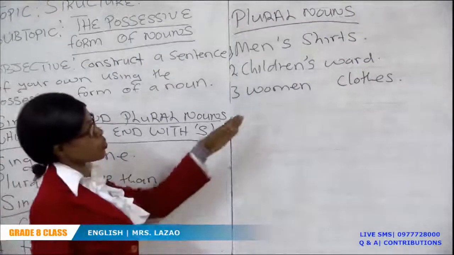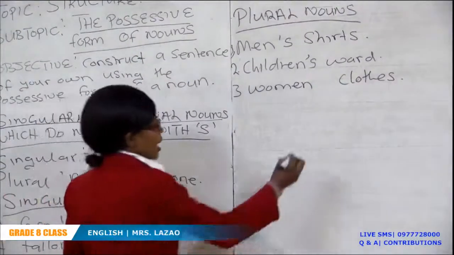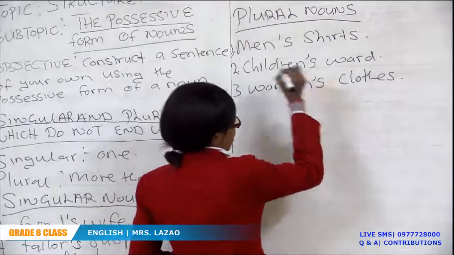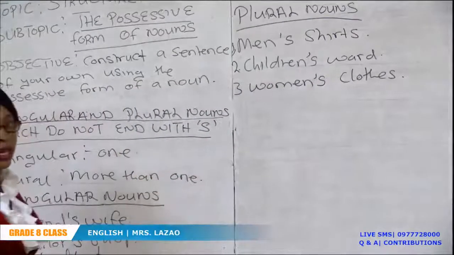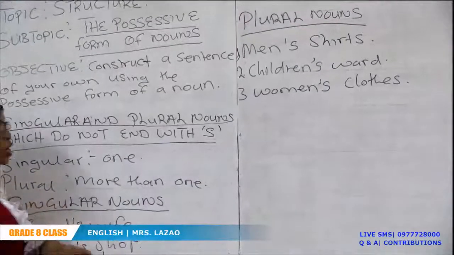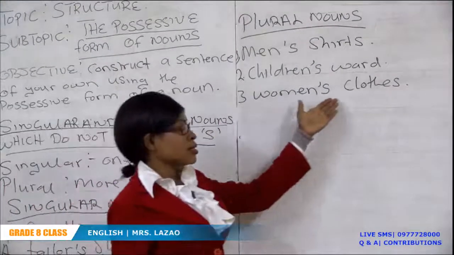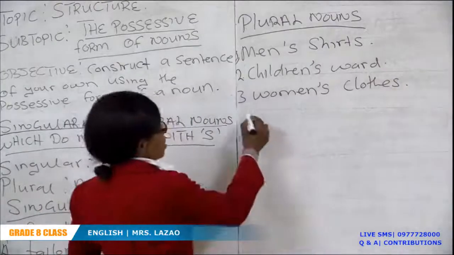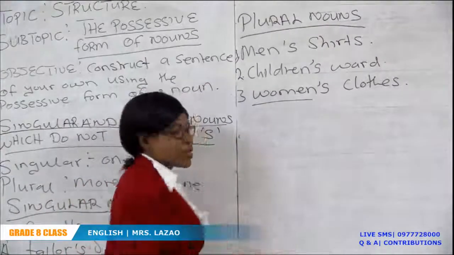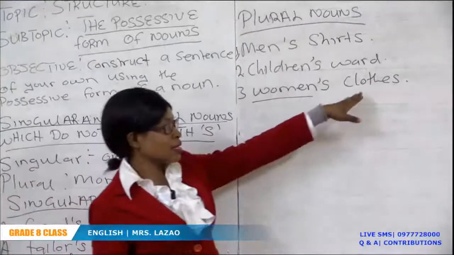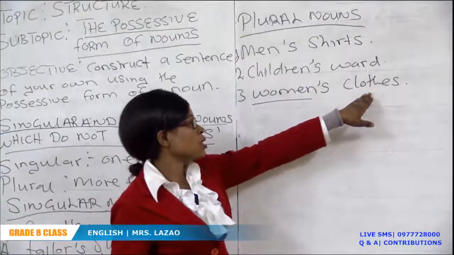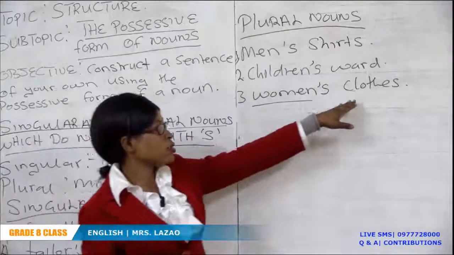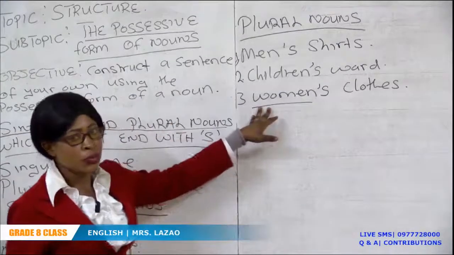Okay, so how do we show possession here? We simply add an apostrophe and S. So it will read women's clothes. Meaning these women are the possessors. They possess these clothes. So the clothes belong to these women.